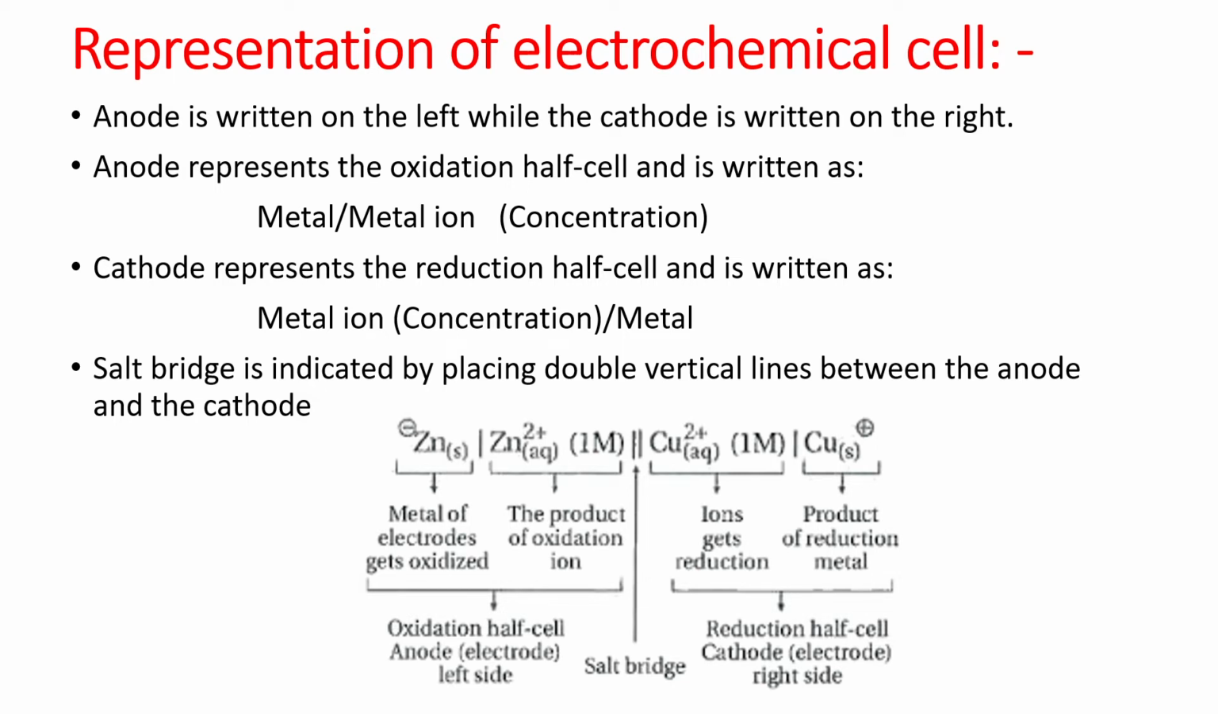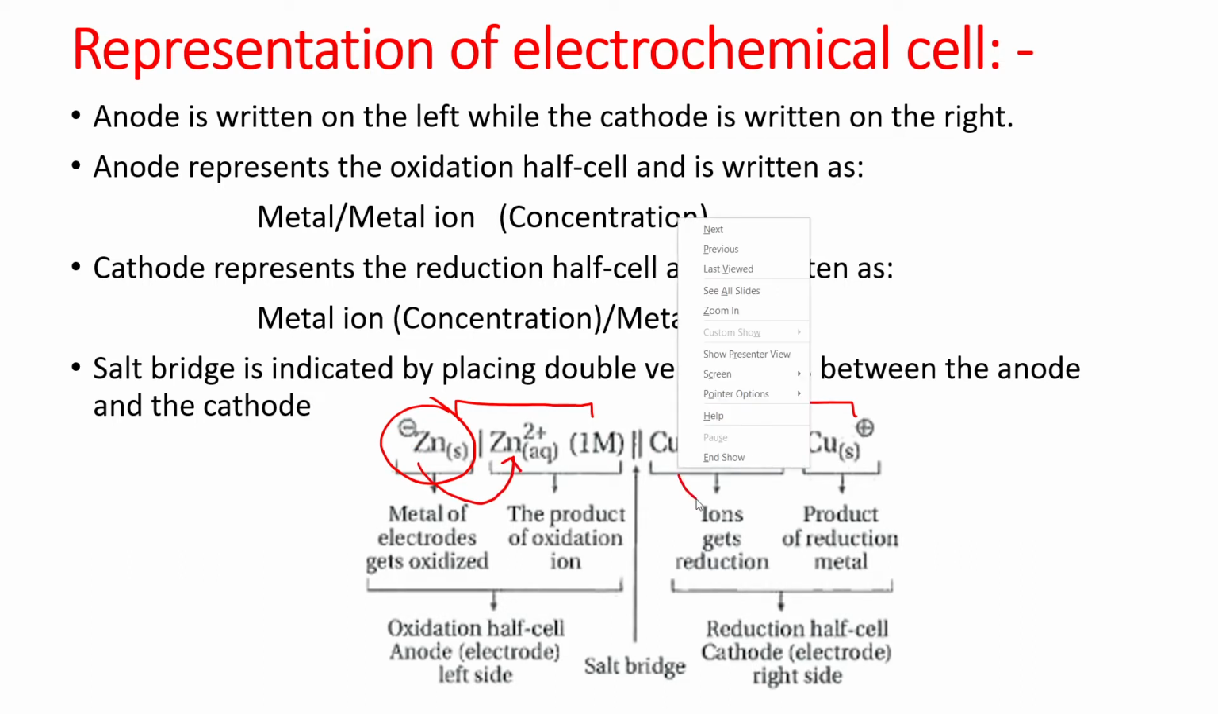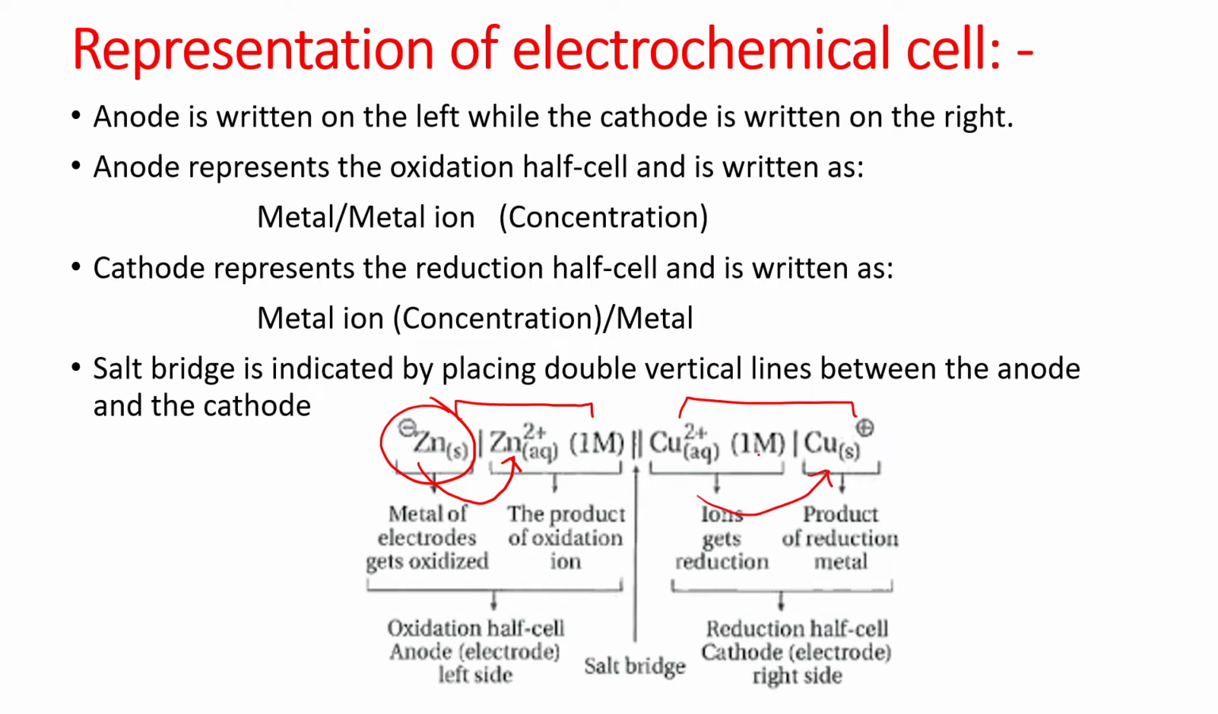Here the metal which is getting oxidized is zinc. On the left side is oxidation, you can see this is the oxidation part, this is the reduction part. The metal which is getting oxidized is zinc, converting to zinc 2 plus ion. The copper 2 plus ions are getting reduced to copper metal. This is called the reduction half cell. The first one is called the oxidation half cell, and they are connected by a salt bridge.